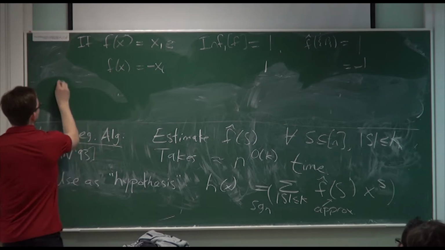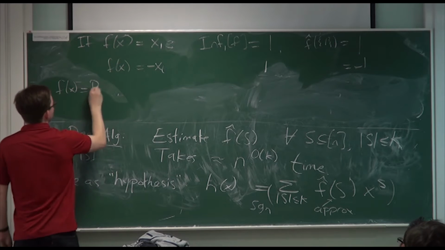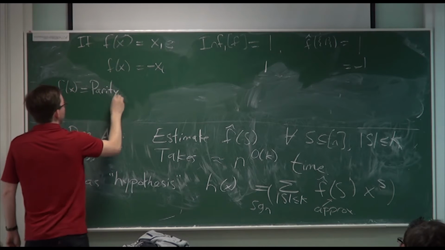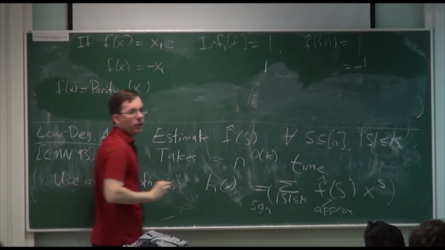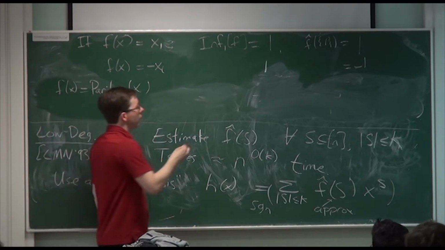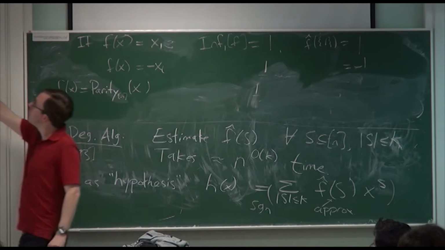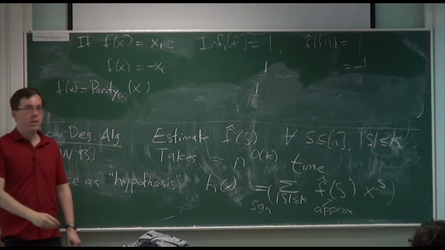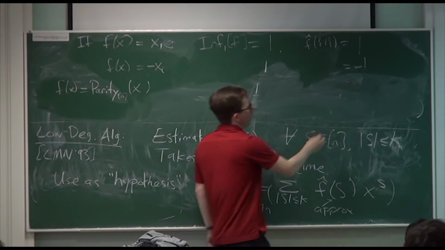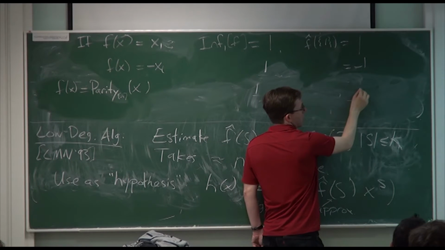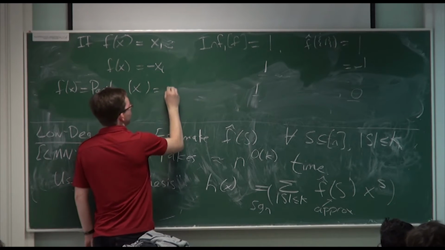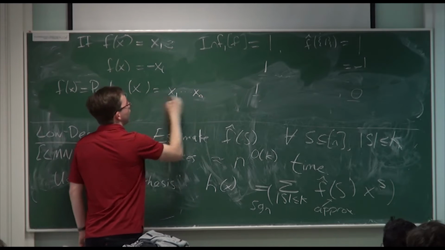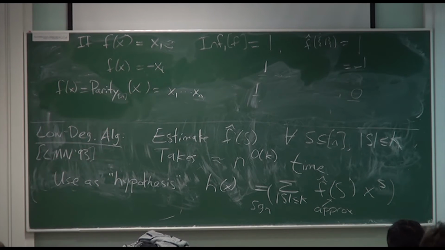Let me do one more example. f of x is the parity of all the bits, or the XOR of all the bits. So what is the influence of the first coordinate here? 1. No matter what x is, when you pick it at random, when you flip the first bit, that flips the XOR of all the bits. But the Fourier coefficient is 0. Because the Fourier expansion of this is just this. There's nothing on x1. Okay, so they're not always the same.